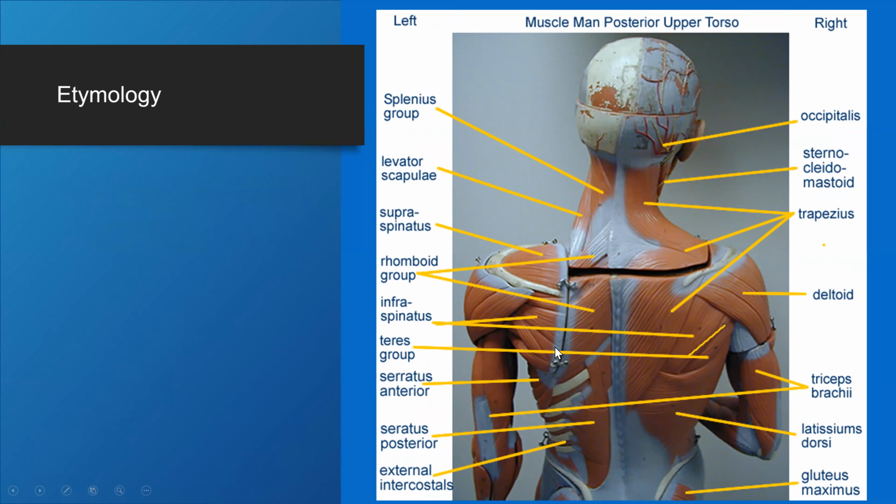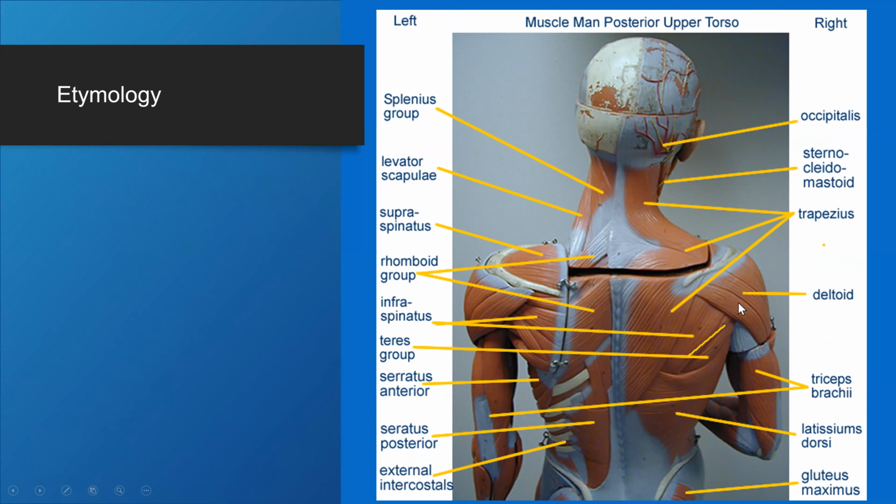If you're looking at a posterior view, we have occipitalis, we have splenius group, splenius capitis and splenius cervicis, you have levator scapulae muscle. But over here, let's again look at the right side because those are more superficial. You have big trapezius muscle over here.